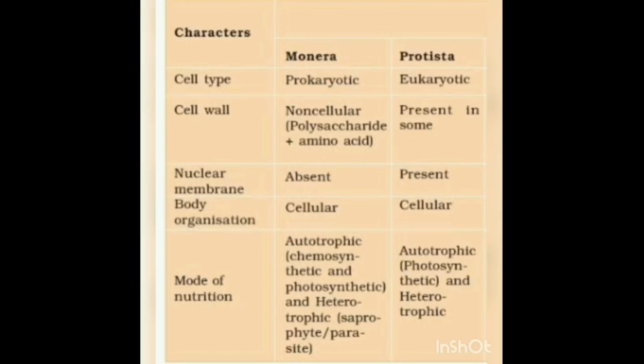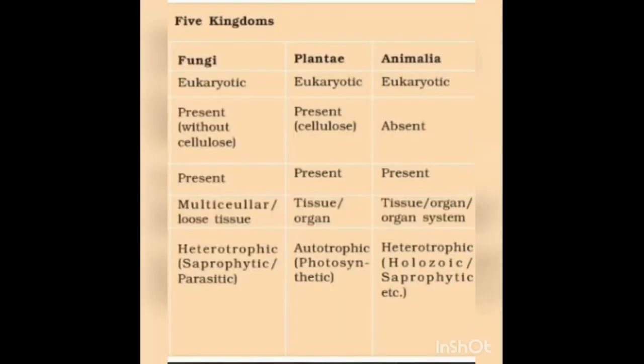The body organization for both Monera and Protista is cellular type. Cells are present, not the tissues. And the mode of nutrition in Monera and Protista is autotrophic and heterotrophic. They can prepare their own food. Some can depend upon other organisms for food. That is called heterotrophic. Then we move on to Fungi, Plantae, and Animalia.